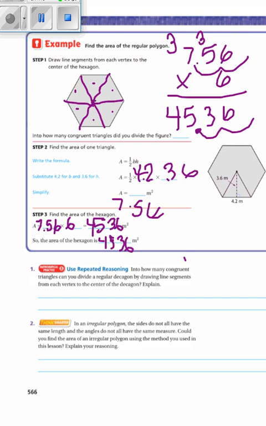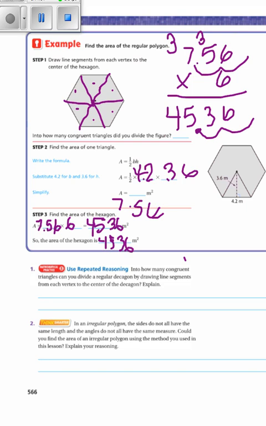Use repeated reasoning. Into how many congruent triangles can you divide a regular decagon by drawing line segments from each vertex to the center of the decagon? Explain. So the first thing you need to know for this problem is how many sides does a decagon have? Think about the word decade. How many years are in a decade? Well, it's 10. A decagon has 10 sides.